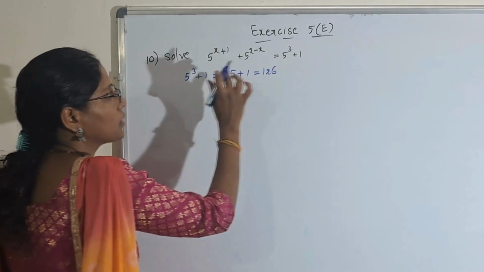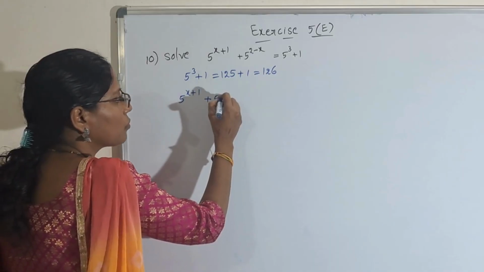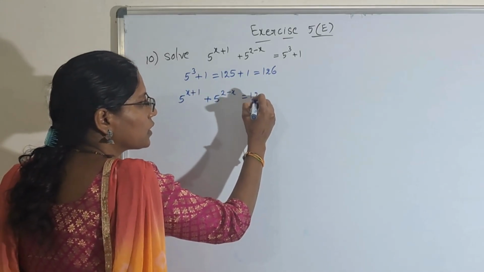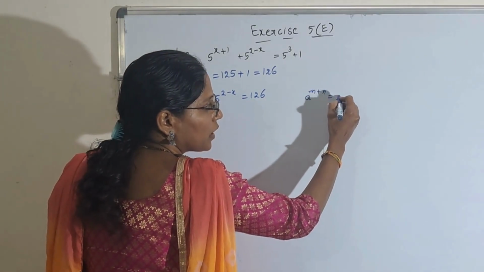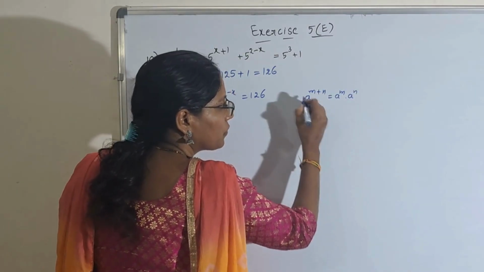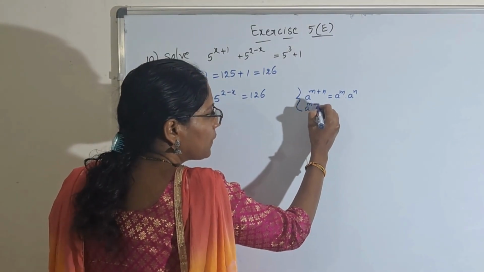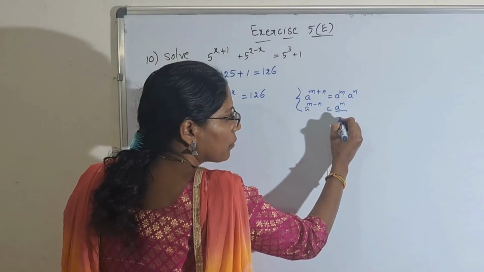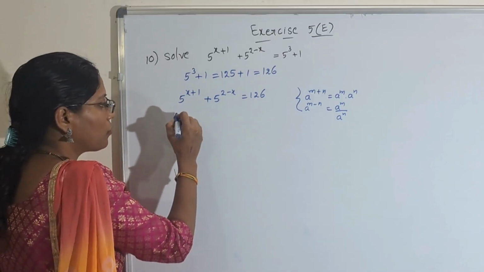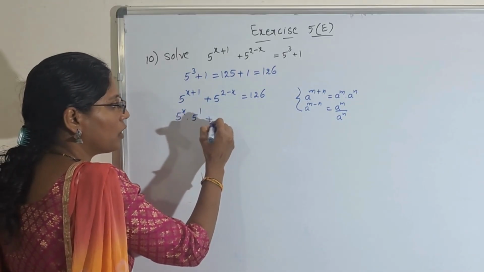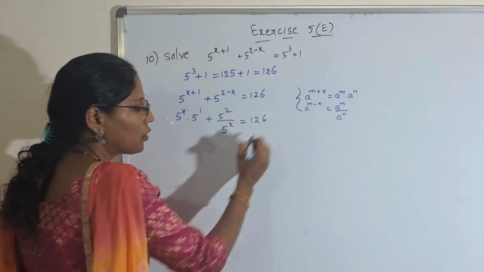This value is 126. Here 5 to the power of x plus 1 plus 5 to the power of 2 minus x is equal to 126. Here a to the power of m plus n formula, a to the power of m into a to the power of n. This we can use here. Next a to the power of m minus n, a to the power of m by a to the power of n. These two formulas we have to apply here. 5 to the power of x into 5 to the power of 1 plus 5 square by 5 to the power of x equal to 126.